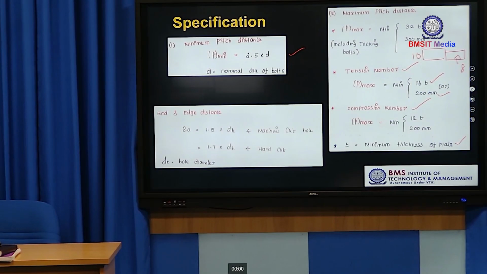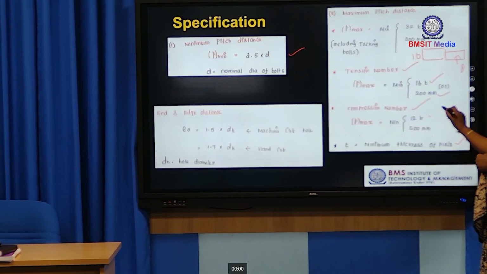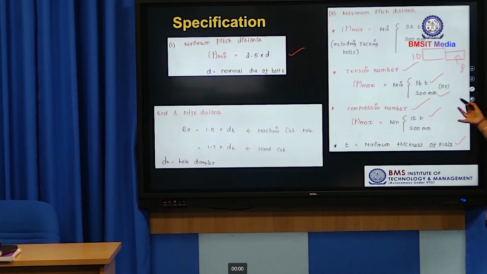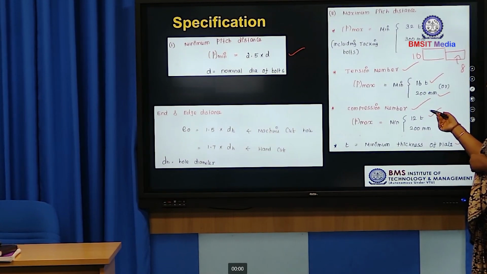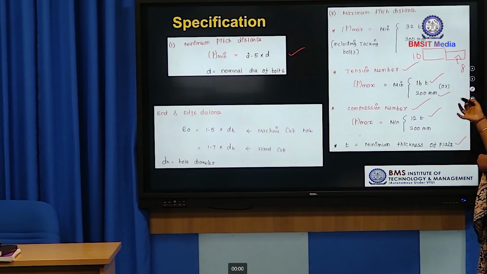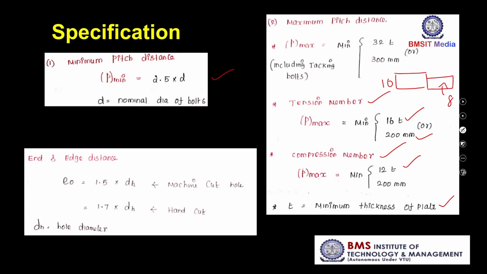Now, coming to the compression member. Same thing, but instead of 16T, here it is 12 times T, where T equals the minimum thickness of the plate. Take the minimum value between 12T and 200 mm. Find 12 times T, then 200 mm, and then find which value is minimum. That value is considered as the maximum pitch.